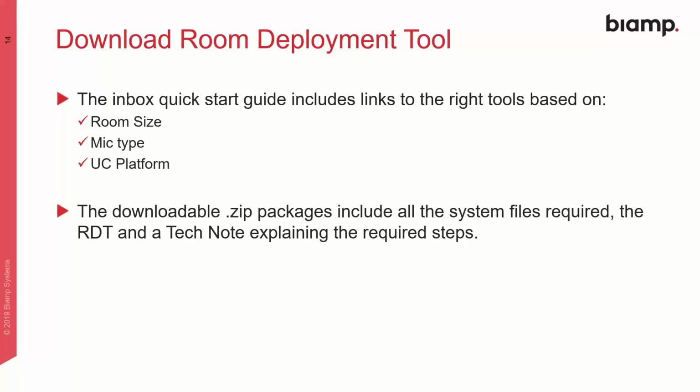And when you buy the bundle, inside the box there is a quick start guide. And that provides links to the right version of the room deployment tool based on the room size you chose, the mic type you chose, and the UC platform you're working with. So there's a series of QR codes, and those QR codes point to our support website, and that gives you step-by-step instructions. There's a really nice guide to using the system and deploying the system, and you basically get to download a zip package which contains all the system files you need. So that zip package has the room deployment tool, it has a tech note explaining the steps, and it has the pre-built Tessera file that I described to you earlier.